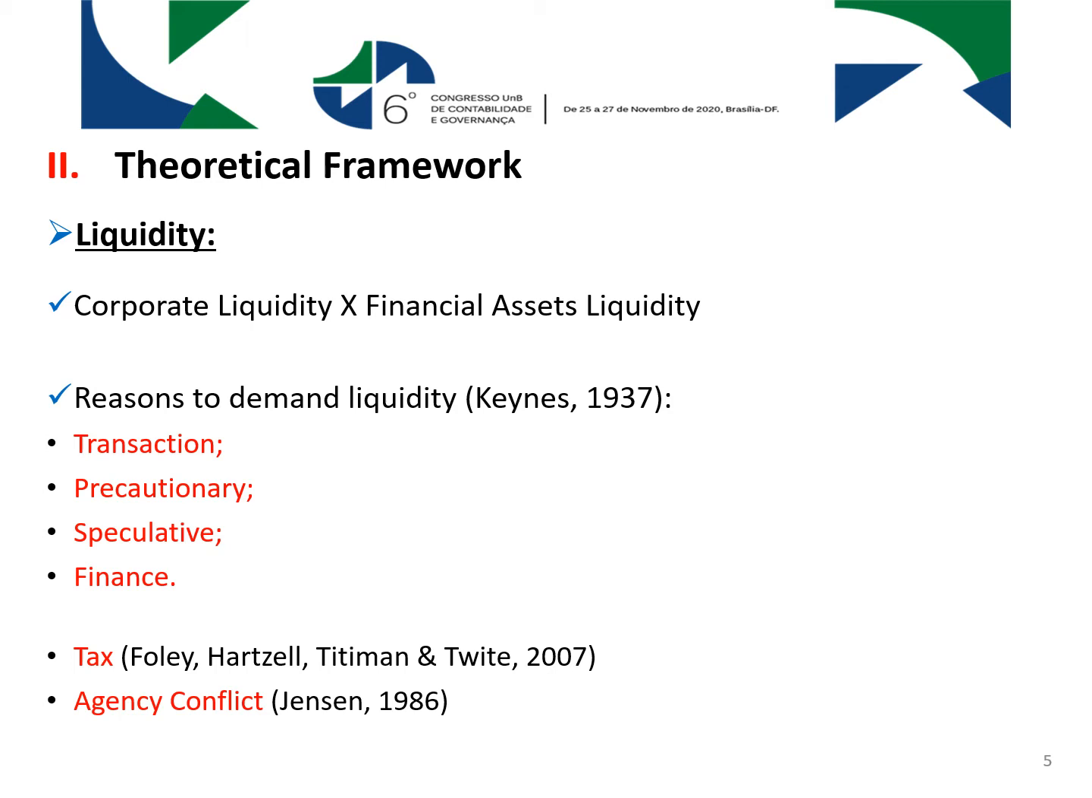About liquidity, you have two different kinds: corporate liquidity and financial asset liquidity. In this paper, I use the studies about corporate liquidity. Corporate liquidity denotes the ways to settle obligations with third parties. As for the reasons for liquidity, Keynes talks about four: transaction, precautionary, speculative, and finance. There are two more: tax, and agent conflict, about the agency.